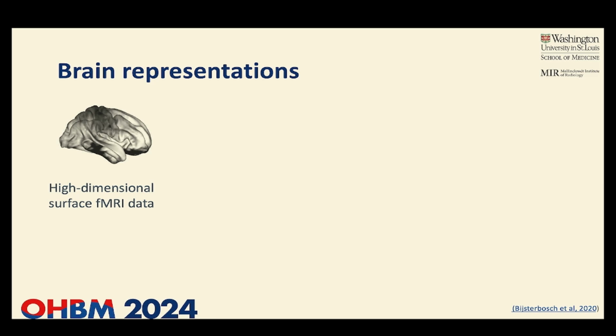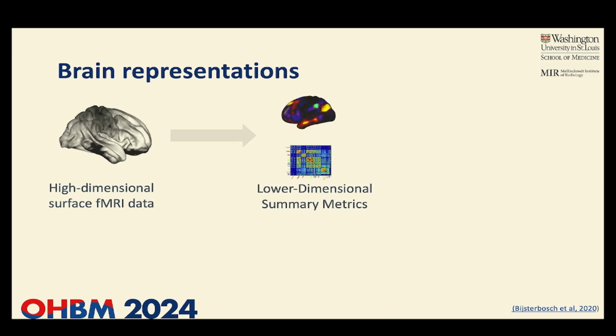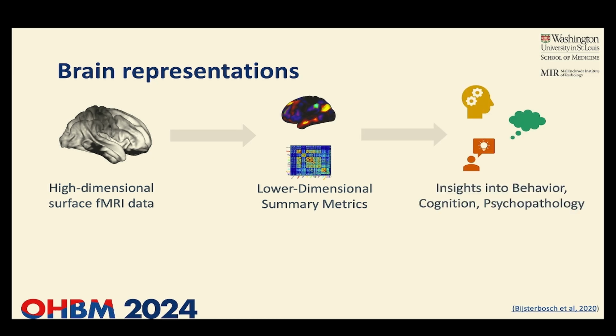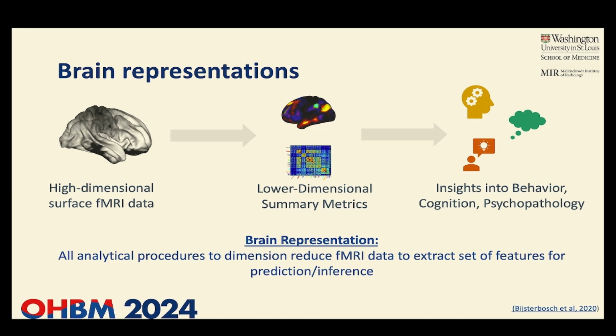So what we have once we've done all of this surface modeling is very accurately, very nicely registered, but really high dimensional and rich surface fMRI data. And usually the first thing that we do with that rich data is to summarize it into a lower dimensional set of features or metrics that we can then relate to behavior or cognition or any other individual difference aspect that you're interested in. And so when I'm talking in this particular talk about brain representations, what I mean is all of the analysis steps or analytical procedures that we take to reduce that rich fMRI surface data into a set of features for prediction or inference.